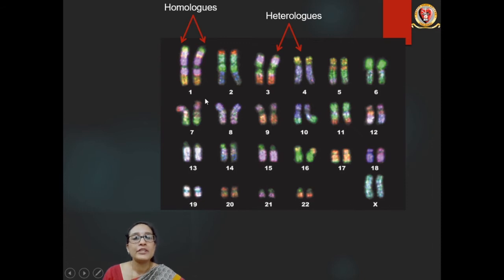Now why do we arrange them in pairs? Look at the first pair. The first pair is very similar in shape, structure, etc. These are called the homologues. When you look at, say, the third chromosome and the fourth chromosome, they look a little different in size. These are called the heterologues. So, each human being has 23 pairs of chromosomes, and each pair of chromosomes is called a homologue.